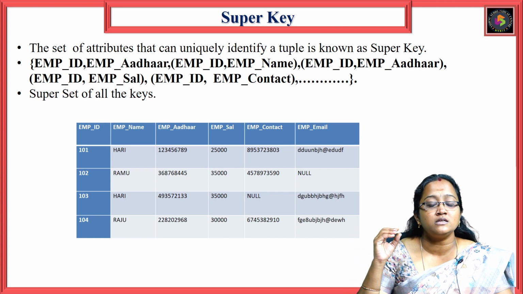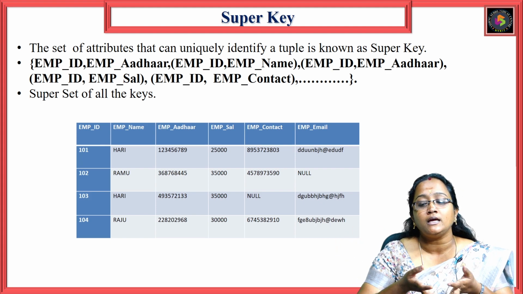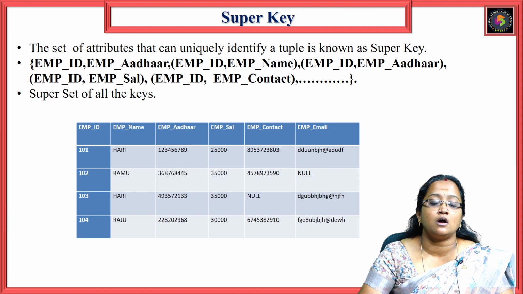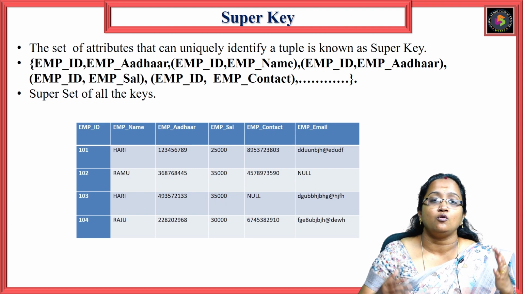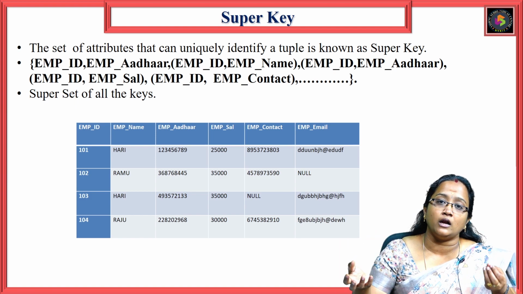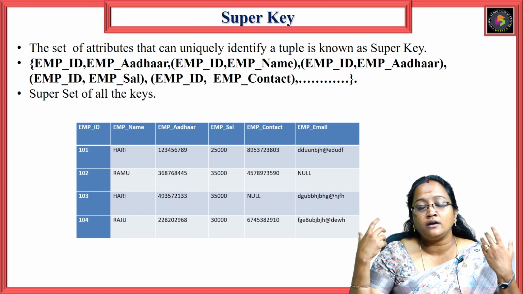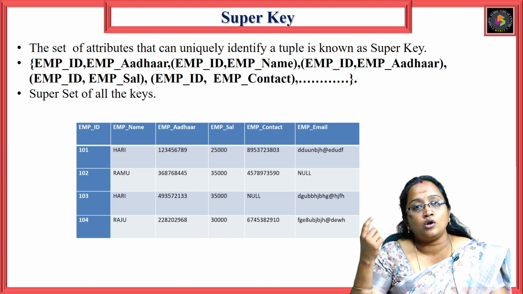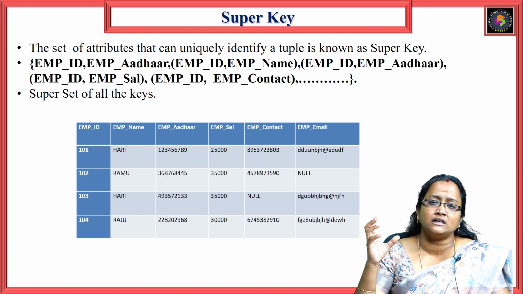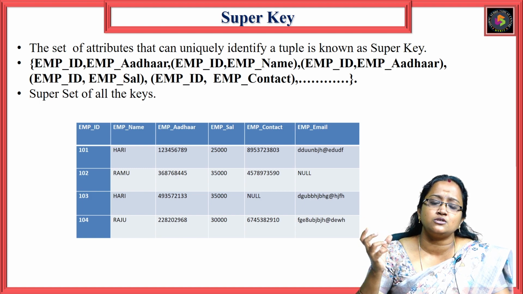First, super key. What is a super key? A set of attributes that can uniquely identify a tuple is known as a super key. A set of attributes, or we can say a super set of all keys. Once we find the combinations of attributes which can be used to identify a tuple uniquely, that is called a super key. So a super key is a super set of all keys. It will contain all the combinations of keys.